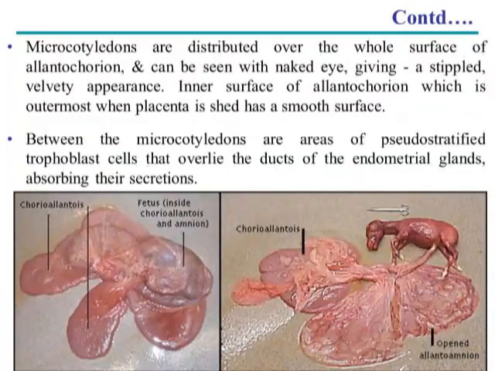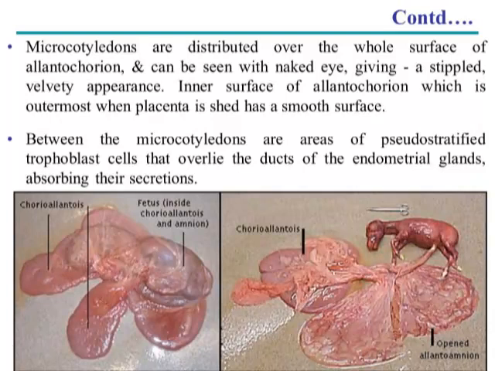These microcotyledons are distributed all over the surface of allantochorion and can be seen with the naked eye, and they resemble a velvety appearance. Just like a velvety cloth, the fibers on the cloth mimic or simulate the chorionic villi. The inner surface of allantochorion is outermost when the placenta is threaded out, and it is a smooth surface.